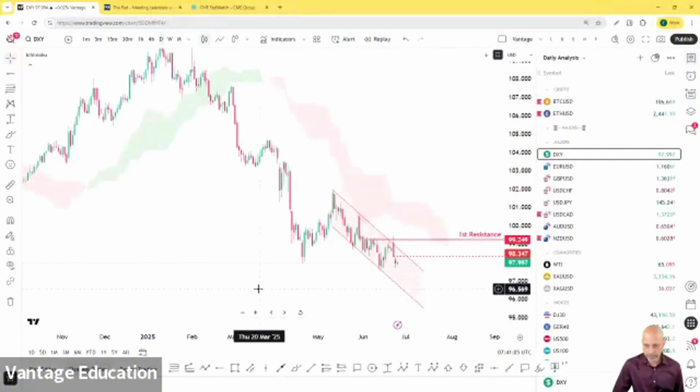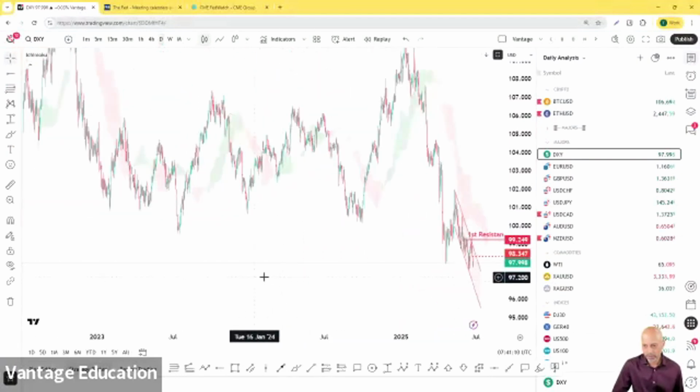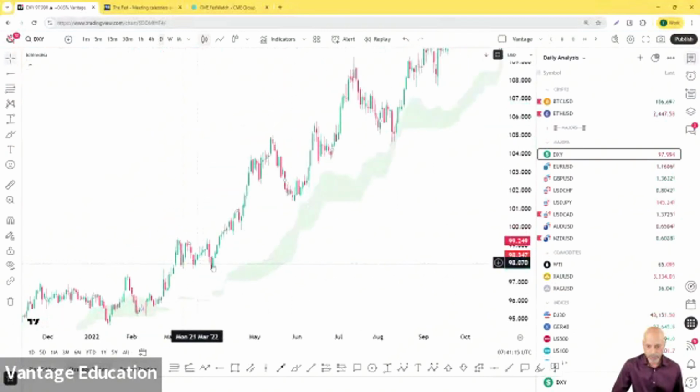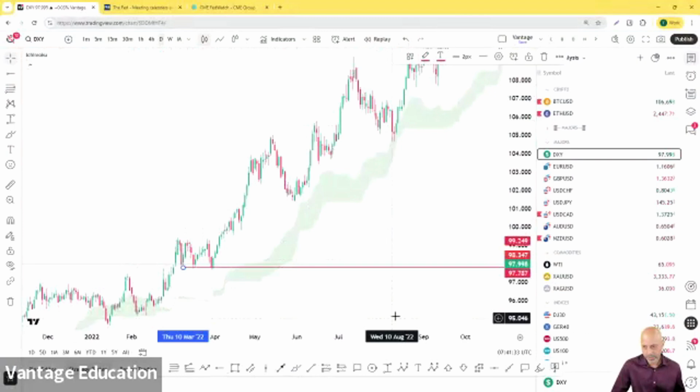Now, in terms of support, we're going to have to zoom out a little bit and look at the chart of the dollar index back in March of 2022. Back here, we can see the dollar index making three significant multi-swing lows, so very clearly strong support here. And we can definitely use this multi-swing low in the identification of a major support level. So let's take a look at it here. This is the multi-swing low at 97.78.